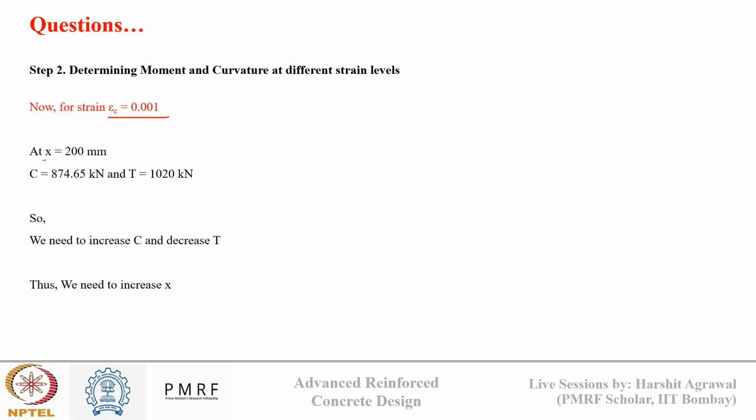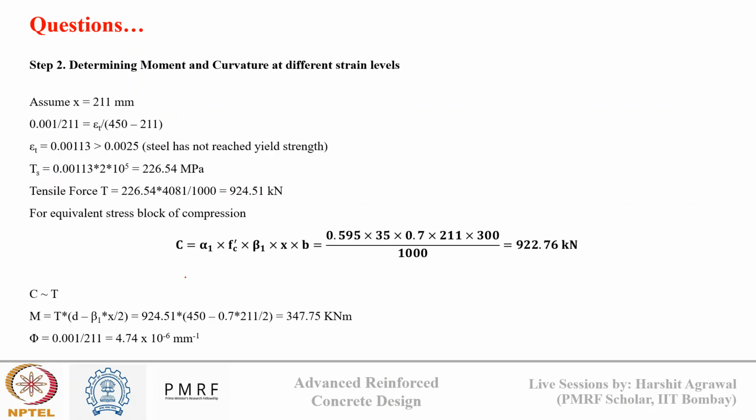Initially I assumed 200. C was less than T this time. So this means that I need to increase my compression force and I need to decrease my tension force. So if I want to increase compression force, I need to increase the value of X. So instead of 200, I took 211 mm and I did the calculation again. This time C and T were very close to each other, so I can calculate the moment and I can calculate the curvature.